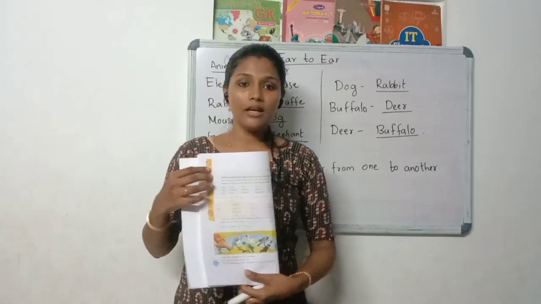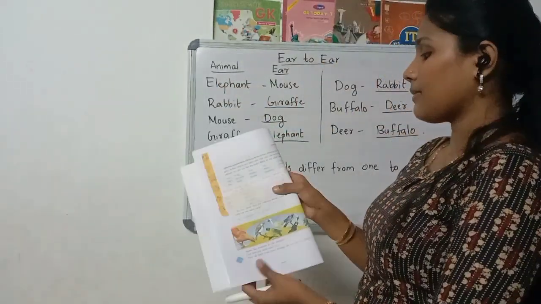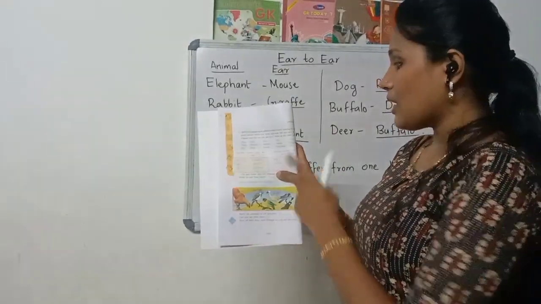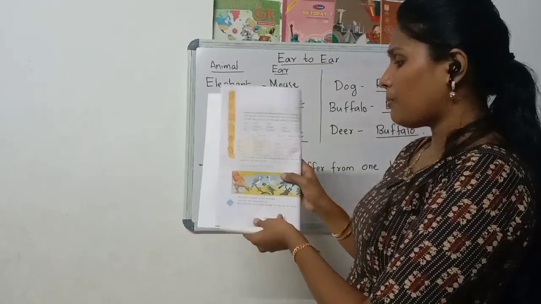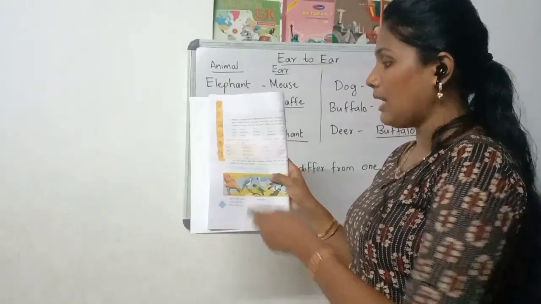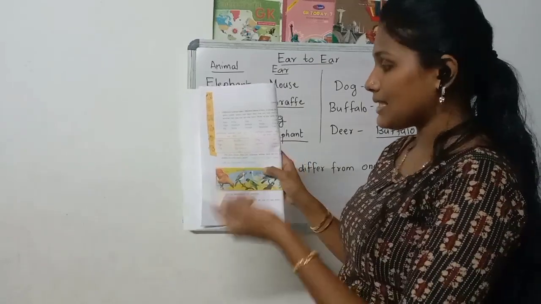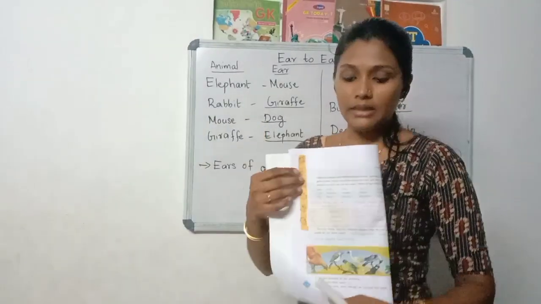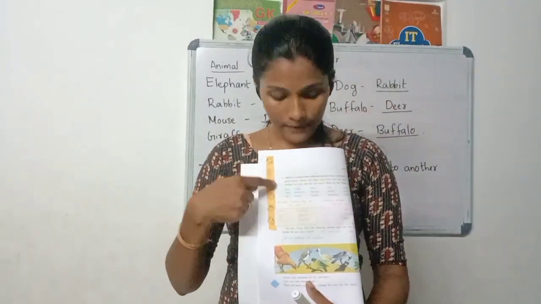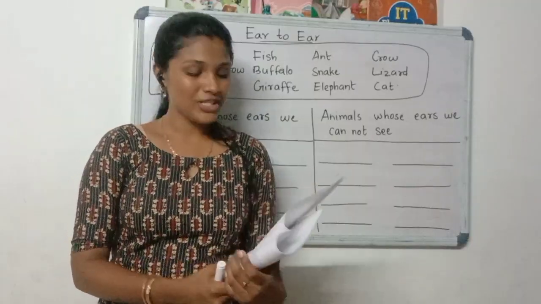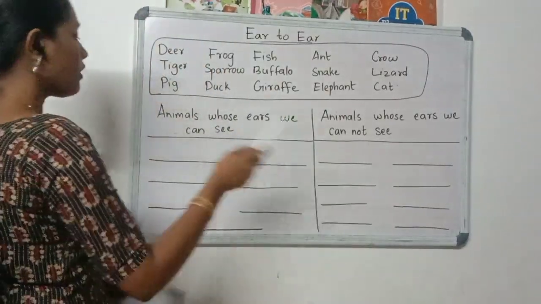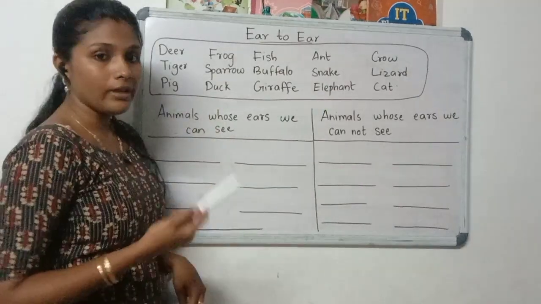Here is an activity. There are some names of some animals and there are two blank boxes which we have to fill: animals whose ears we can see and animals whose ears we cannot see. So, from the list of animals and birds given here, we have to fill this according to our thought. For a clear vision, I have written the boxes here. So, you have to write according to the visibility of their ears.